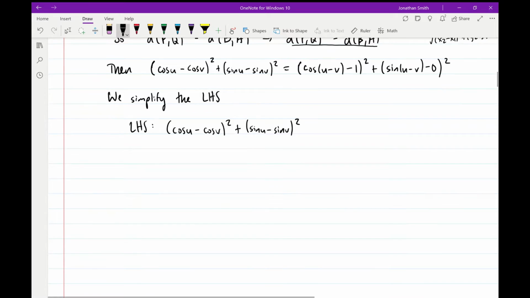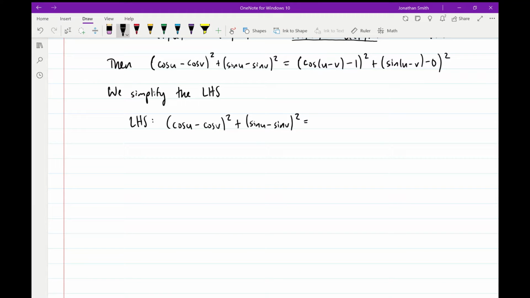Now I want to rewrite this as best I can to simplify it and make it look nicer. First we're going to take each of these squares and move them through the difference in both cases. So we get cosine squared u minus 2 times cosine u cosine v plus cosine squared v. That's from the first difference squared. And now we get plus sine squared u minus 2 sine u sine v plus sine squared v. That's coming from the second difference squared.